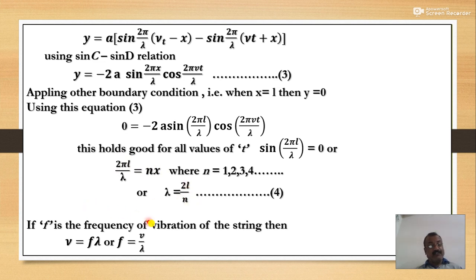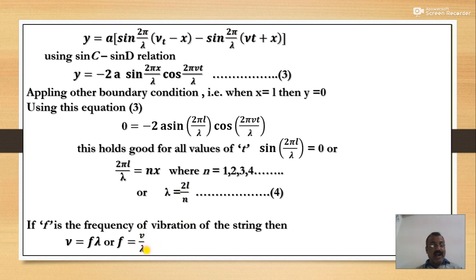If f is the frequency of vibration of a string, then the fundamental relation between velocity, frequency and wavelength of a wave is given by v is equal to f lambda, or f is equal to v divided by lambda. We have written the expression v is equal to square root of T by m, lambda is equal to 2L by n.